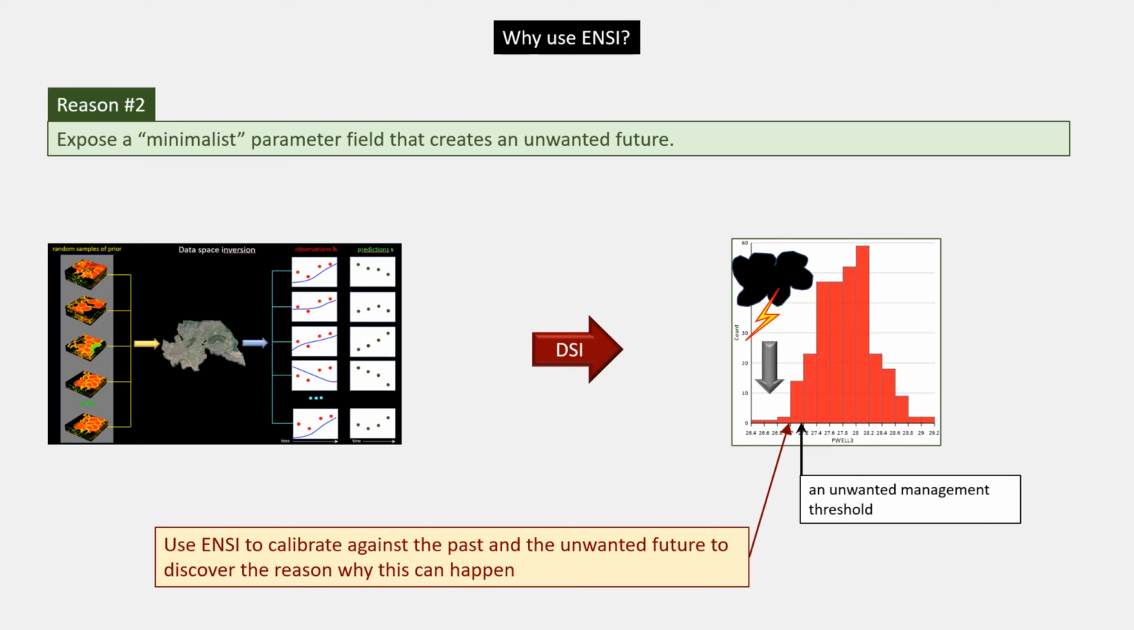So we can see the parameter field that could lead to management failure. This is good for didactic purposes. It can also help us in adaptive management and in design of monitoring networks or acquisition of more data prior to undertaking any contemplated development of an area.